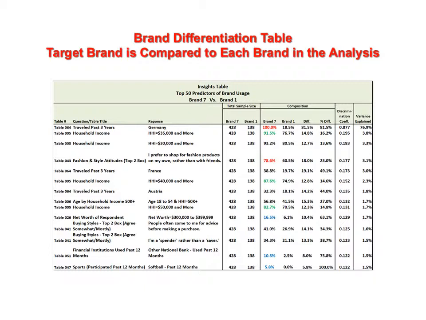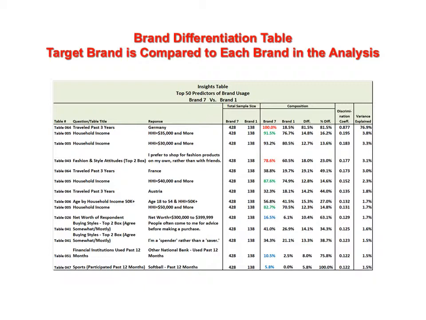To provide you with a better understanding of what is contained in a brand differentiation table, let's look at the first measure in the table, which is the best predictor of whether people use the target brand or the competing brand. The first column tells you that the first measure is contained in table 64. The second column tells you the name of the table, which in this case is traveled past 3 years. The next column tells you that the specific measure that is being analyzed in table 64 is Germany.